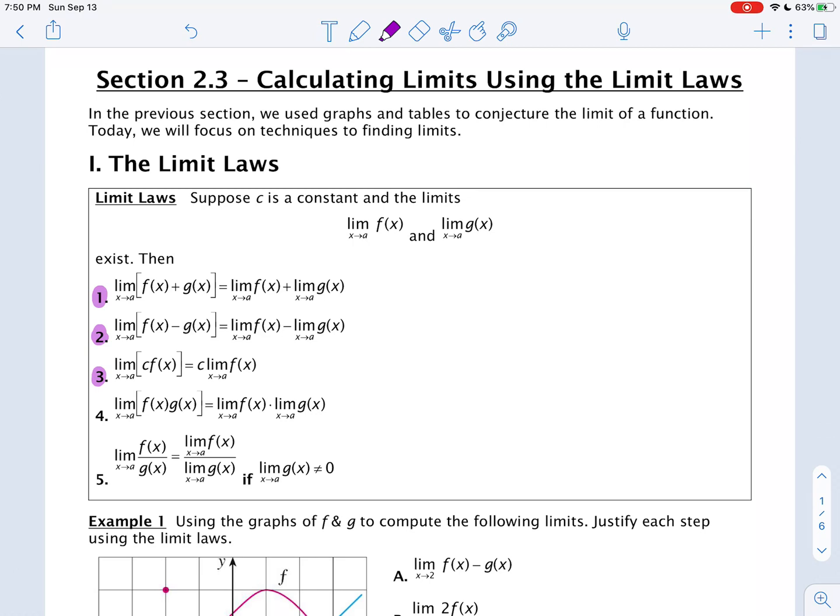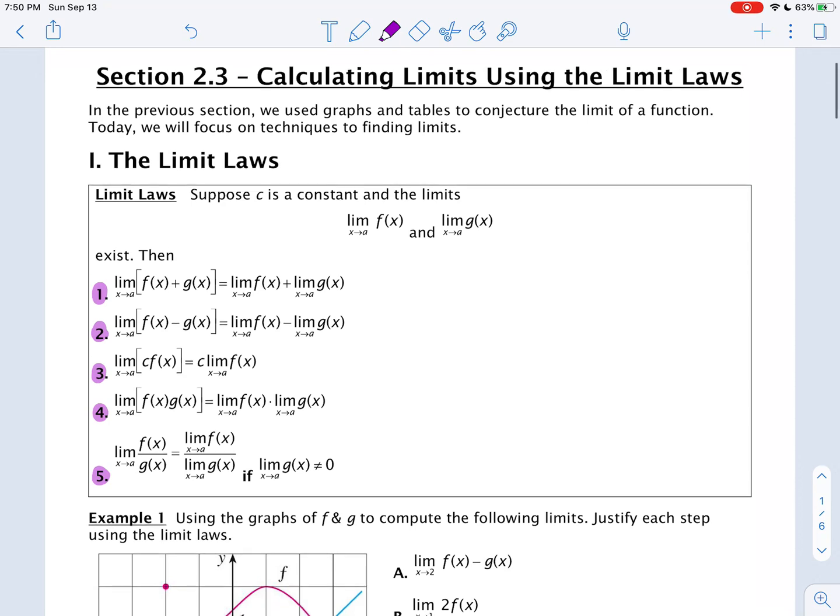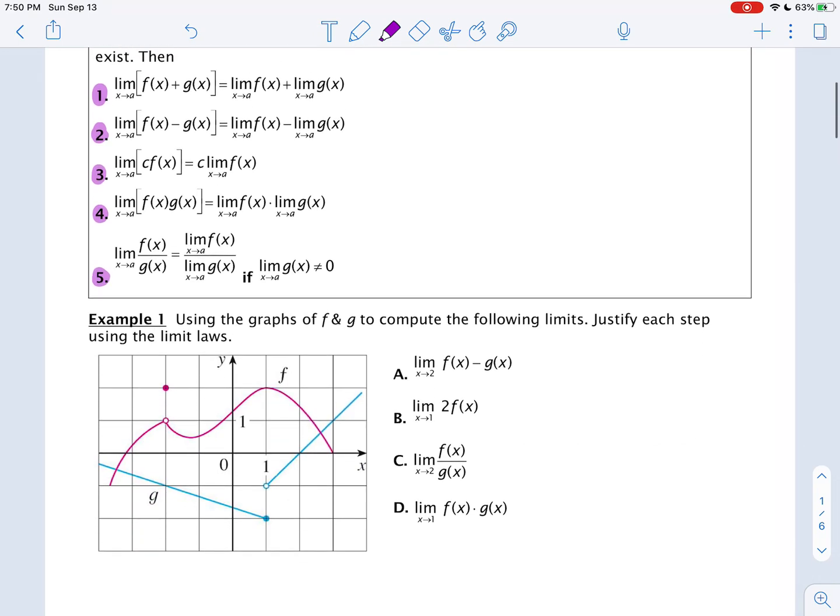And the fifth one is the limit of a quotient is equal to the quotient of the limits, provided that the limit of the denominator is not equal to 0. We'll have to do some analysis when that happens. Okay, so in just applying these laws, we can go over a couple of examples here.